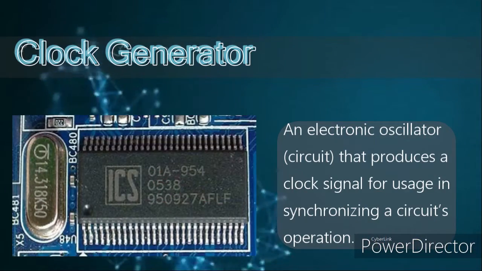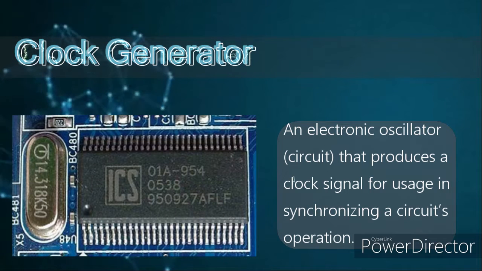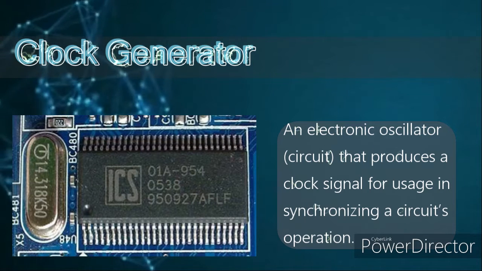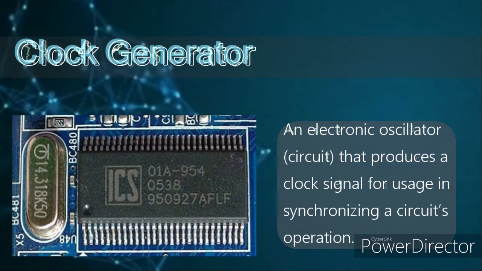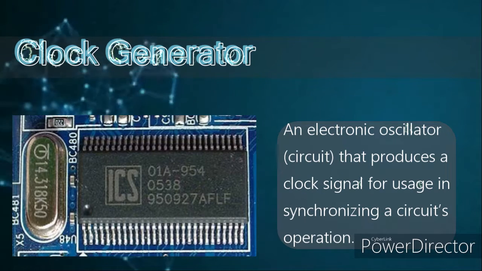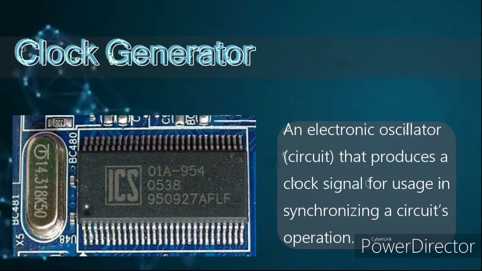Next is a clock generator. A clock generator is an electronic oscillator or circuit that produces a clock signal for usage in synchronizing a circuit's operation. The clock signal ranges between high and low frequencies, thus creating a metronome for the coordination of action.